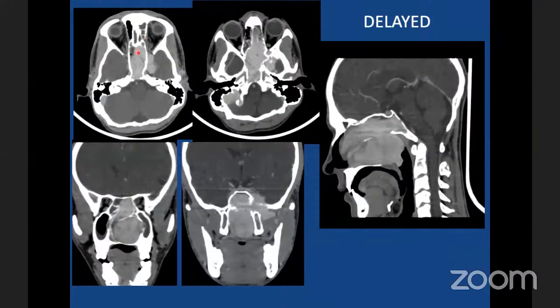And delayed images are just done if you want to go inferiorly. Here, you don't expect any internal jugular vein thrombosis. Now, the usual supply to this is the internal maxillary artery.